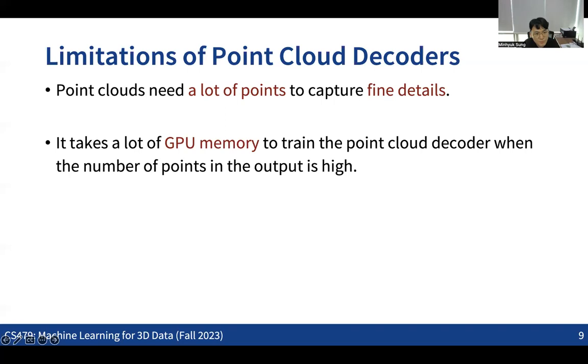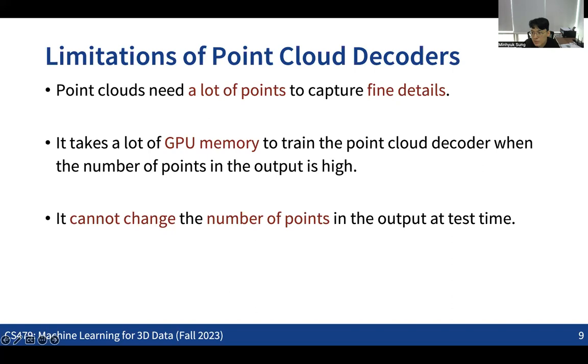And another downside of this kind of architecture is that it's not possible to change the number of points. If we make a neural net architecture that produces, for example, 2,000 points as the output, then once you train it, you cannot produce 3,000 or more points, because the network was trained to produce exactly 2,000 points. So we also cannot change the resolution of the output. That's one downside of this kind of point cloud decoder.